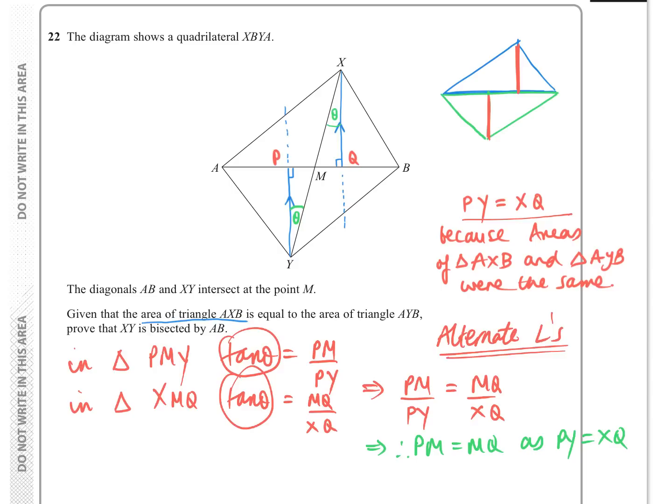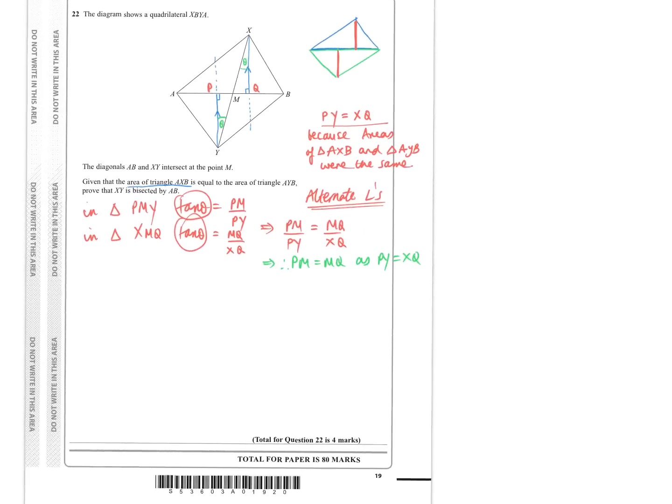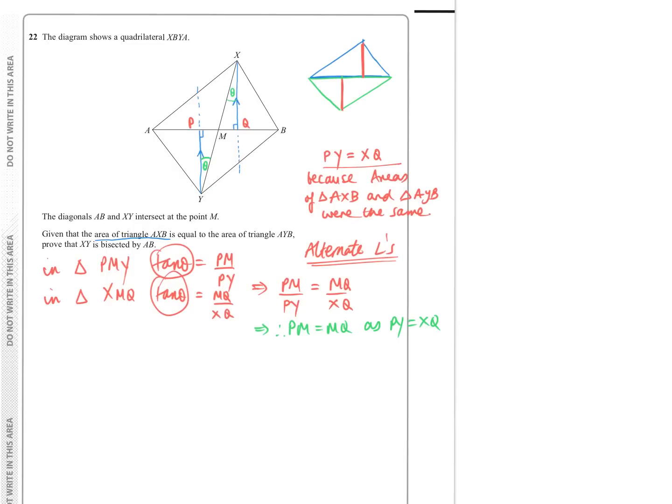Now, because we know that, we also know that we can state that triangle XMQ and triangle PMY are congruent, and I shall use side angle side. I'll just explain that. This side, this angle, and this side are the same as this side, this angle, and this side. Okay, hence YM equals MX. So I can write that down.